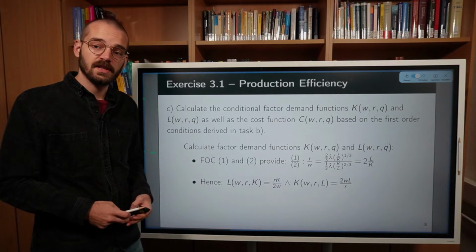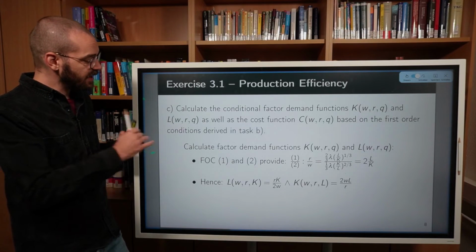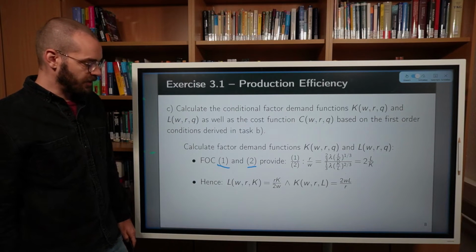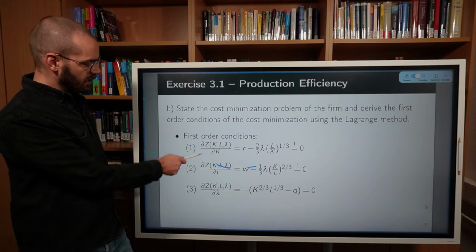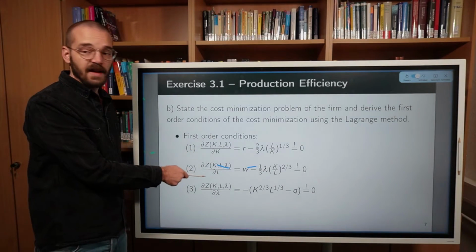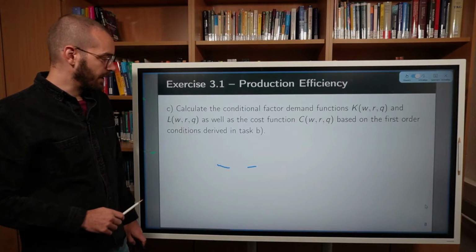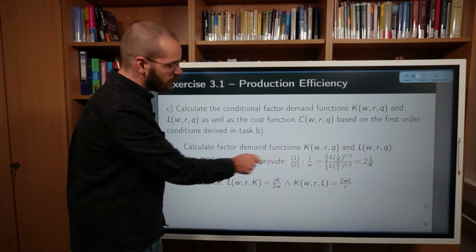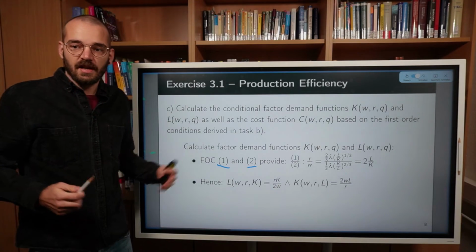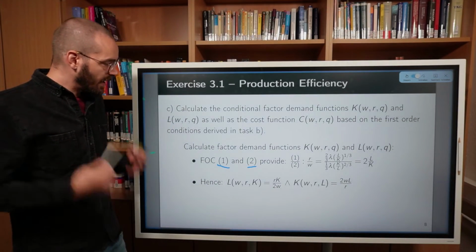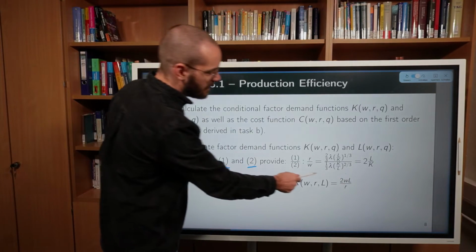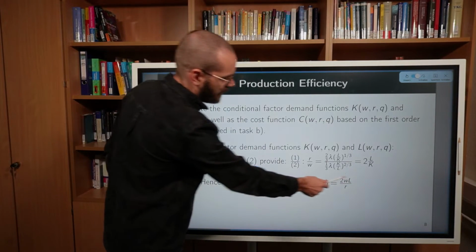One way of doing so is, as I tried to indicate earlier, by using the first and the second first order conditions. So these, of course, were the derivatives with respect to capital and labor, respectively. We can use these two, simply divide the first by the second, or the other way around, just as you prefer. I personally chose to divide the first by the second, and this yields this expression on this slide.